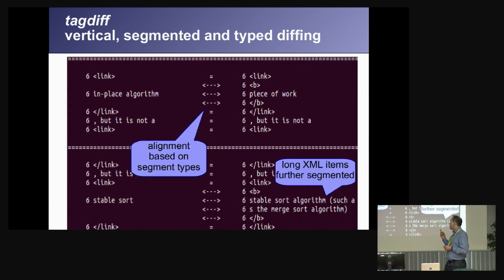I'm going to take another example to show you what I mean by typed diffing. You see here in the left document a chunk of text, in-place algorithm, and in the right document an opening B tag, a text chunk, and a closing B tag. And what we want is to have the text chunk matched with the differing text chunk, not with the opening tag chunk. So we want alignment based on segment types.